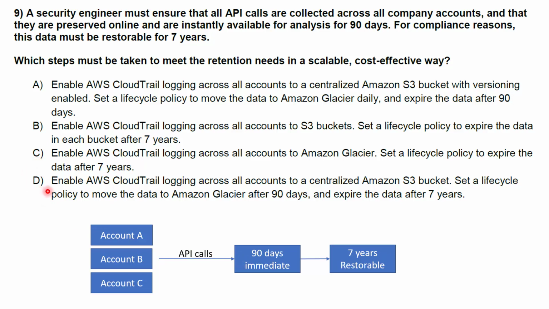Choice D uses a centralized bucket to consolidate the data, and it also uses a lifecycle policy to move data older than 90 days to Glacier. The expiration is set to 7 years. So this choice is perfect and will meet all the requirements.